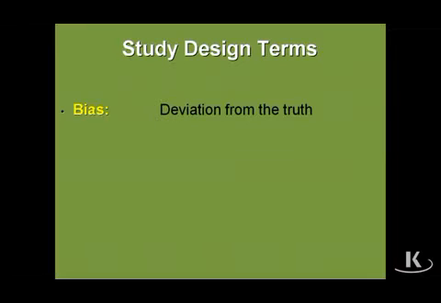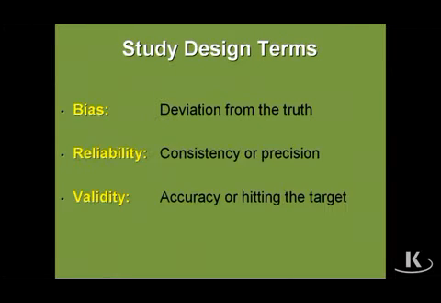Bias is deviation from truth. The whole point about research is to remove us from the limitations of our subjective life experience into the realm of, well, more objective, more confident sense of what reality looks like. And when research doesn't do that, when research leads us astray, we say it's biased. Now there's 2 ways we look for bias: reliability and validity.